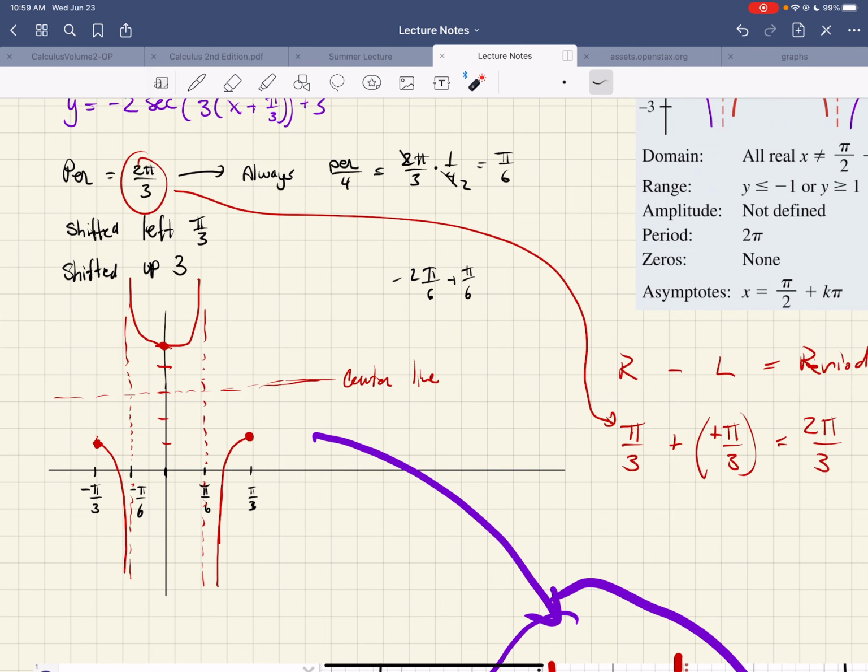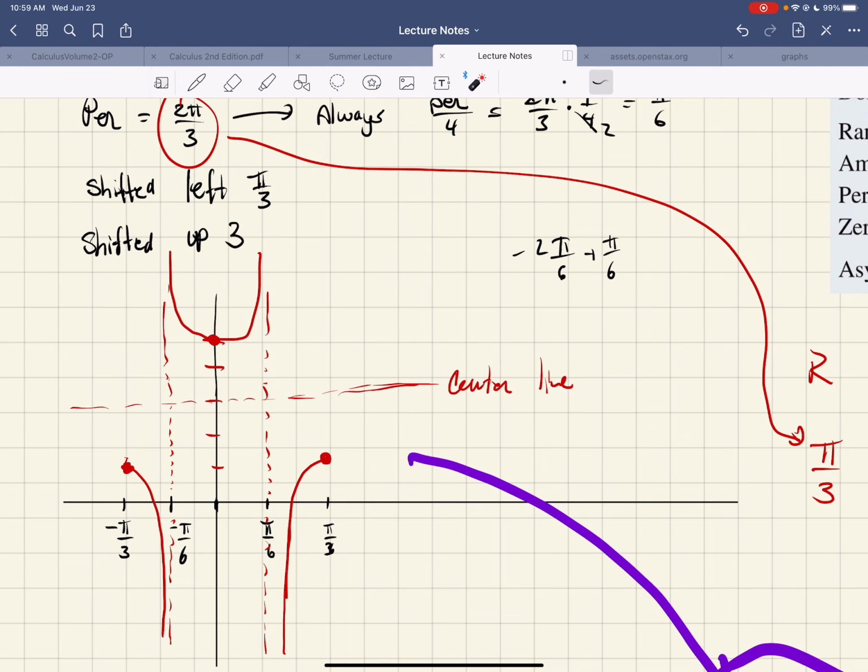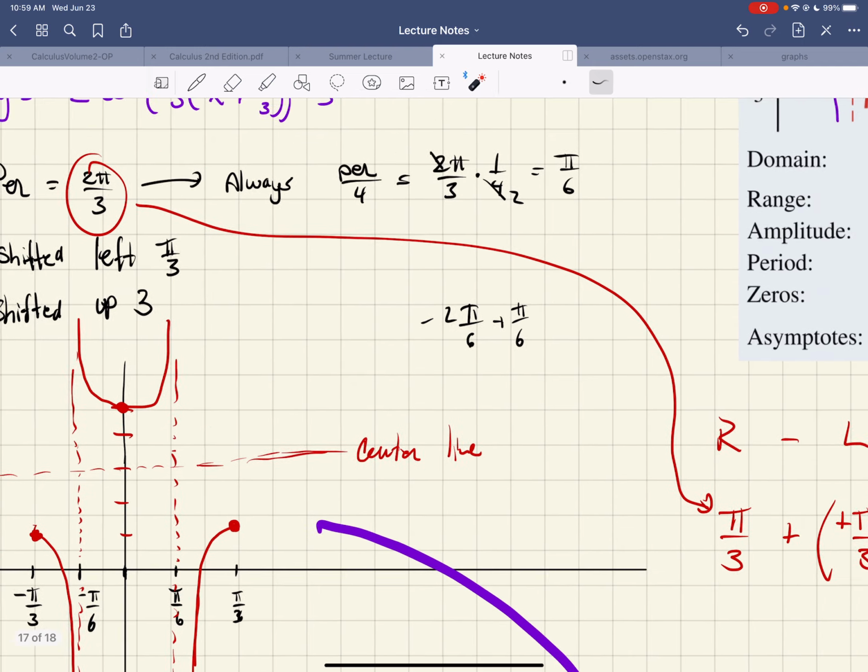But we just got our cut numbers and we have our center line. Now I come back up here and I look at the flipped version. And I see that at 2 and 4, I have asymptotes. And so here's 2 and 4. You see I've put the asymptotes in there.